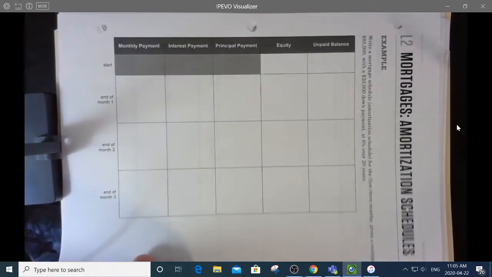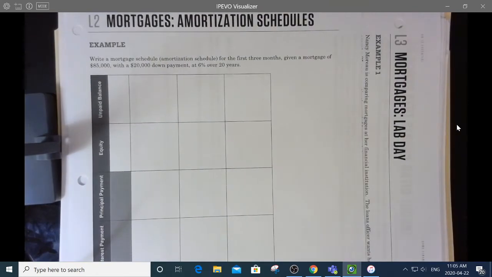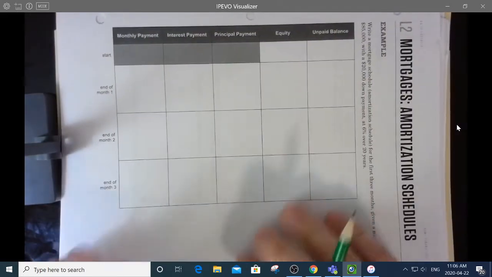This is the second lesson, L2, lesson 2 in the booklet. Let's read the question together. We have to turn it sideways to do that. It says, write a mortgage schedule or an amortization schedule for the first 3 months given a mortgage of $85,000 with a $20,000 down payment at 6% over 20 years. So first, we're going to calculate that monthly mortgage payment. That's the same as what we did in lesson 1.